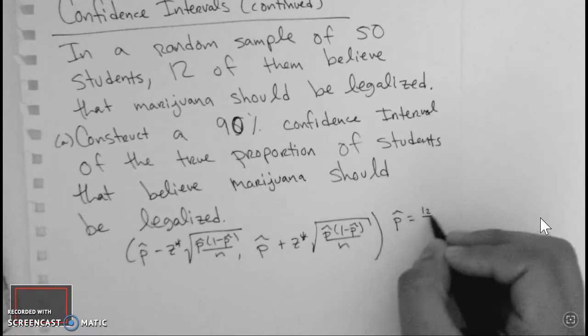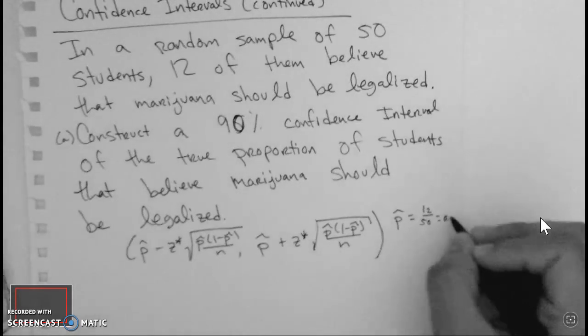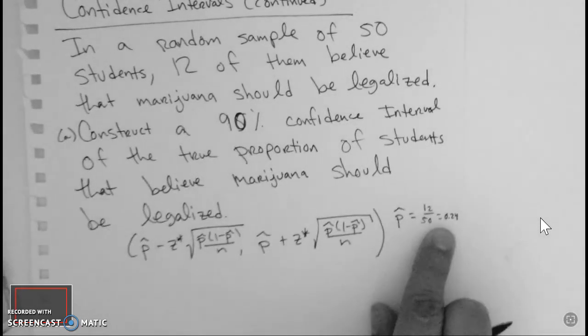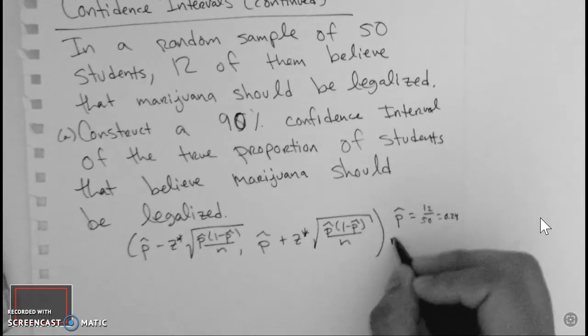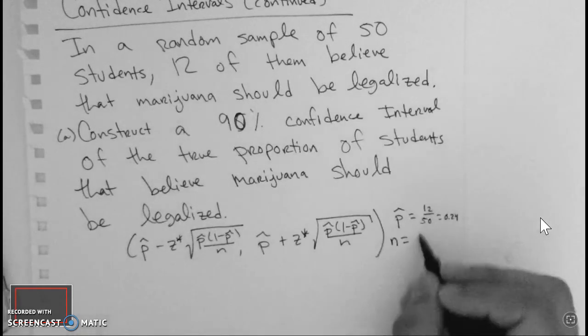If I put 12 over 50 in my calculator, 12 divided by 50 gives me 0.24. So 24% of students believe that marijuana should be legalized. This maybe was an old study, so whatever. n we already know: n was 50, so we got 50 people.